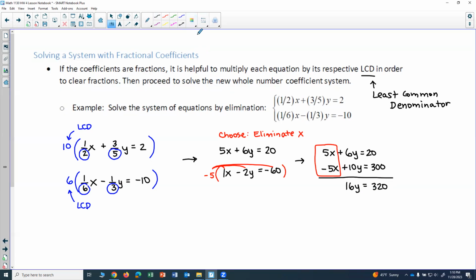Now I want to solve for y. So I'll divide both sides by 16. And we get y equals 20. If you need to use the calculator, you can do 320 divided by 16.